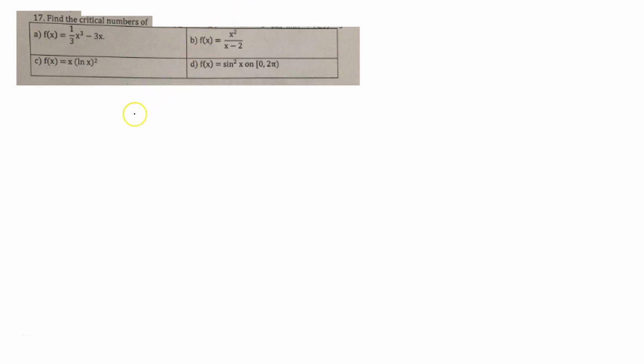This question is asking us to find the critical numbers for 4 different functions. Critical numbers occur at places where the derivative is equal to 0 or where the derivative is undefined. Undefined usually comes from division by 0. So first up, we have f of x is equal to 1/3 of x cubed minus 3x.